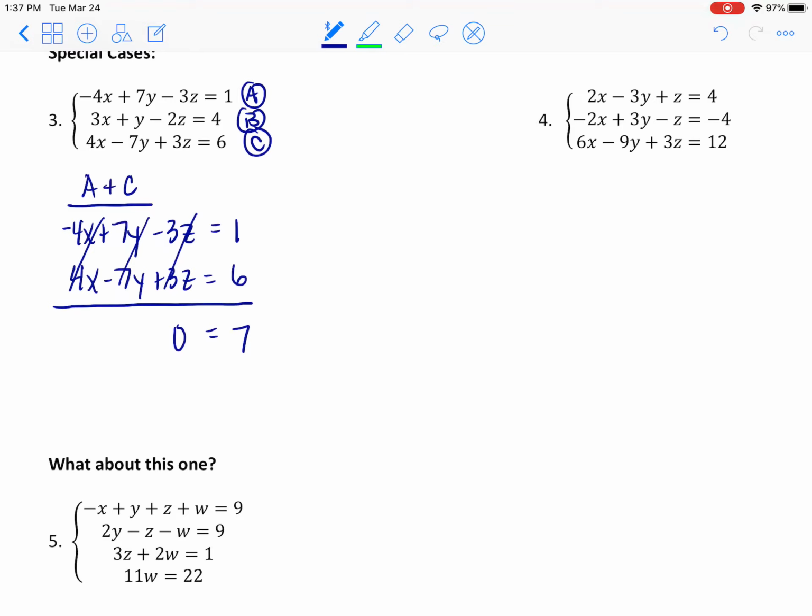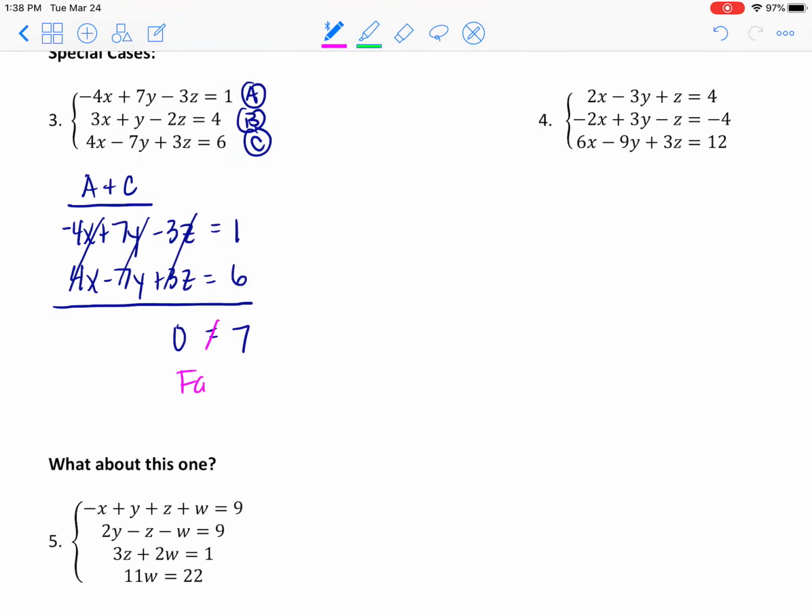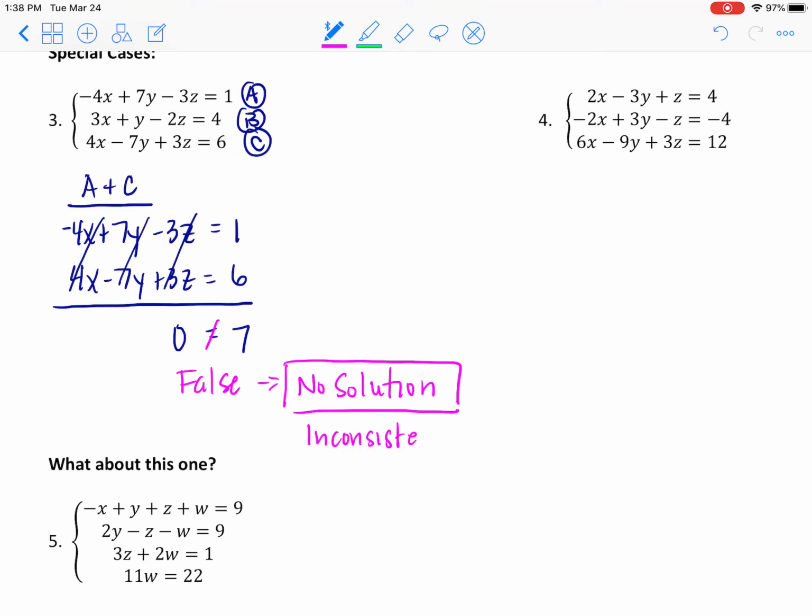So just like yesterday, we're looking at, is the statement remaining here a false statement, meaning no solution, or is it a true statement, meaning infinitely many solutions? So 0 is never equal to 7. So since this is false, since 0 can never equal 7, the system can never have a solution. So there's no solution here. Or we can also say that this system is inconsistent. So it would be totally acceptable to say either one of these things.